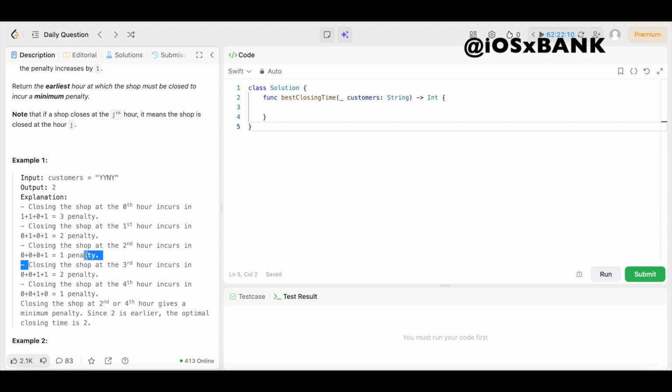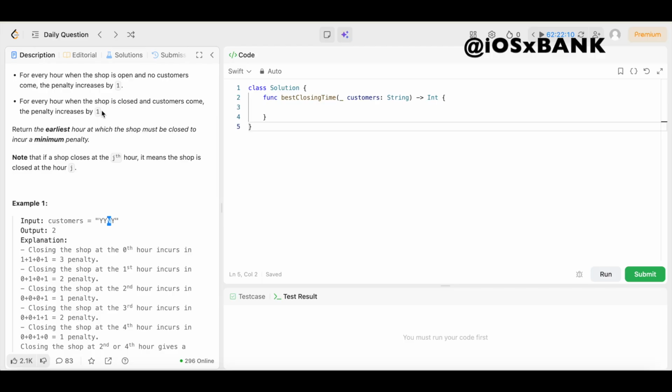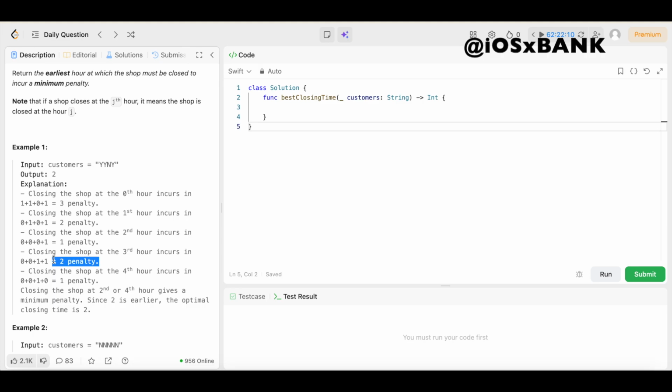Then if we close the shop at the 3rd hour, then we get 0 plus 0 plus 1 plus 1, which would be 2 penalties. If we close the shop here, the shop was open and no customers came right here, that's a penalty. Boom. The shop was open, but we didn't have any customers, so that's a penalty. And then here the shop would be closed, so that's another penalty, and that'd be 2 penalties.